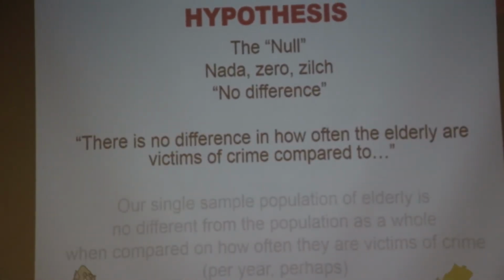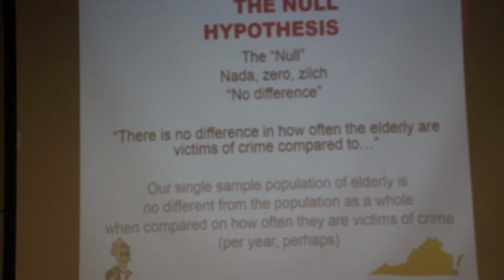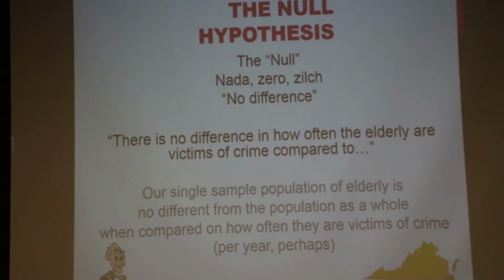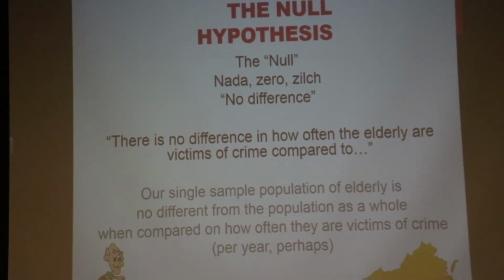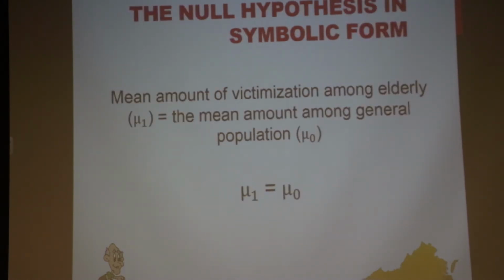All right, so there again, the null hypothesis: there's no difference in how often the elderly are victims of crime compared to, you can compare them to anybody, but we're saying the general population. And I'm also stipulating, it's probably a good idea to say how often, per year, per month, what are we talking about? So we say per year. And then just another way of symbolizing what we're saying here is that the mean amount of victimization among the elderly, we're going to call that mu1, is going to be equal to the amount of victimization for the general population, which is mu0. So we're just going to have a different symbol for each.